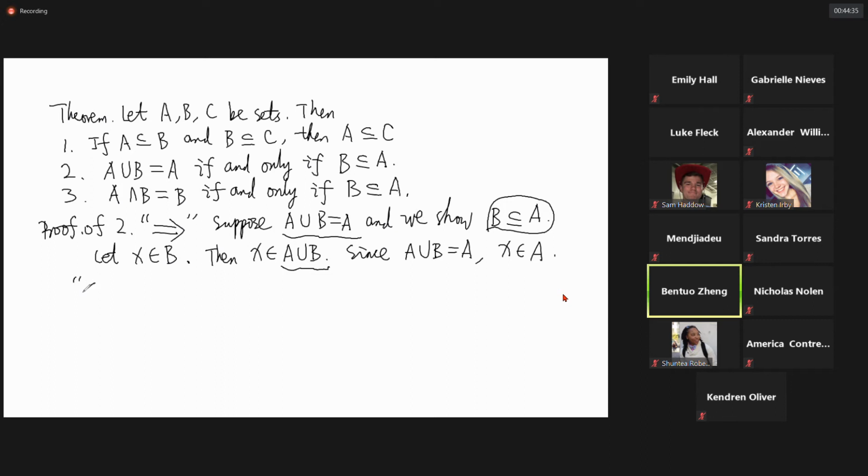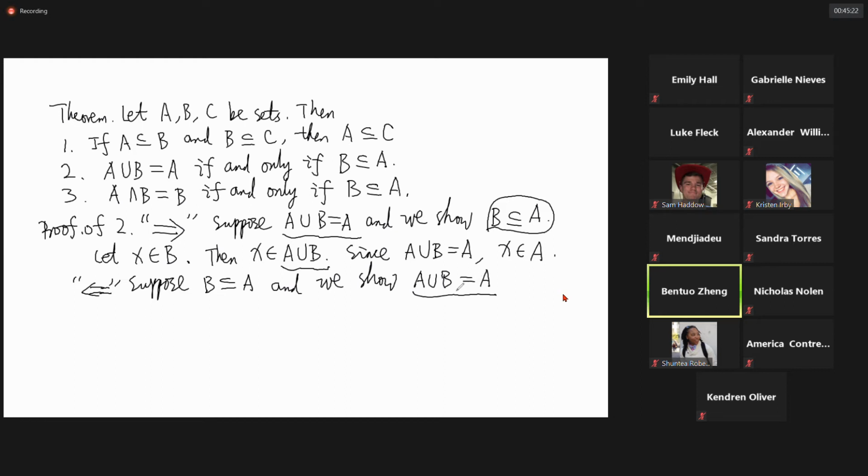Now we want to prove this direction. So this direction means, suppose B is a subset of A, and we show A union B is equal to A. Okay, suppose B is a subset of A, we want to show A union B is equal to A. Remember how to show two sets are equal. We have to show two identities. That is, the first one is A union B is a subset of A, and the other is A is a subset of A union B.